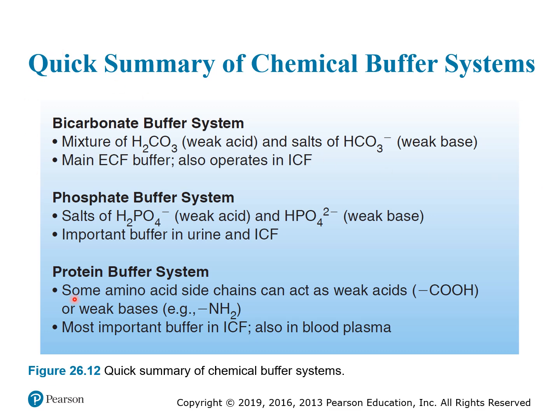Now, this is a quick summary of everything we read. The bicarbonate buffer system is a mixture of carbonic acid and bicarbonate, and this can be sodium bicarbonate, potassium bicarbonate, or magnesium bicarbonate. It is mainly active in the extracellular fluid or plasma and our blood. It operates also a little bit in the intracellular fluid, but its main site of action is extracellular fluid. And then we have the phosphate buffer system.